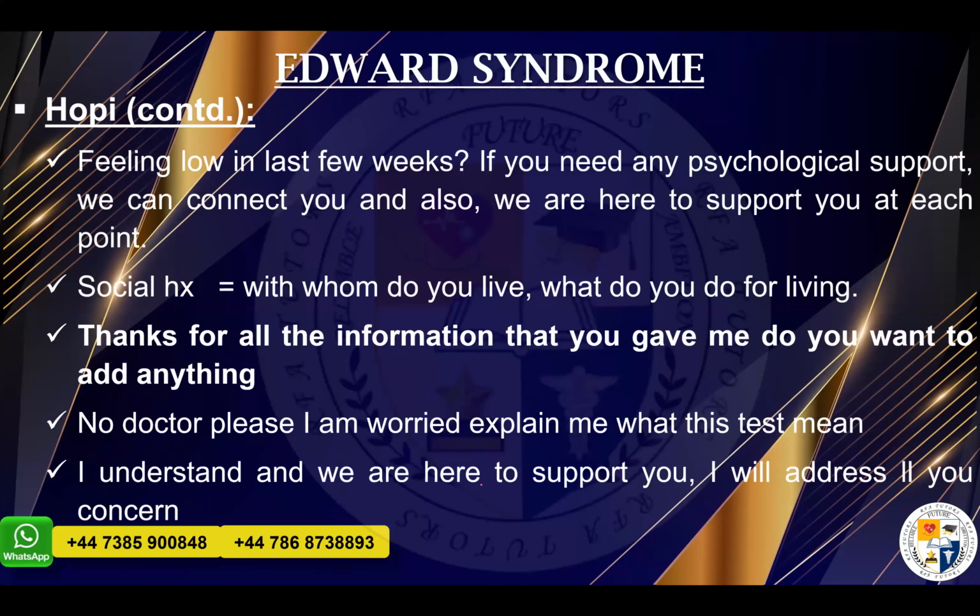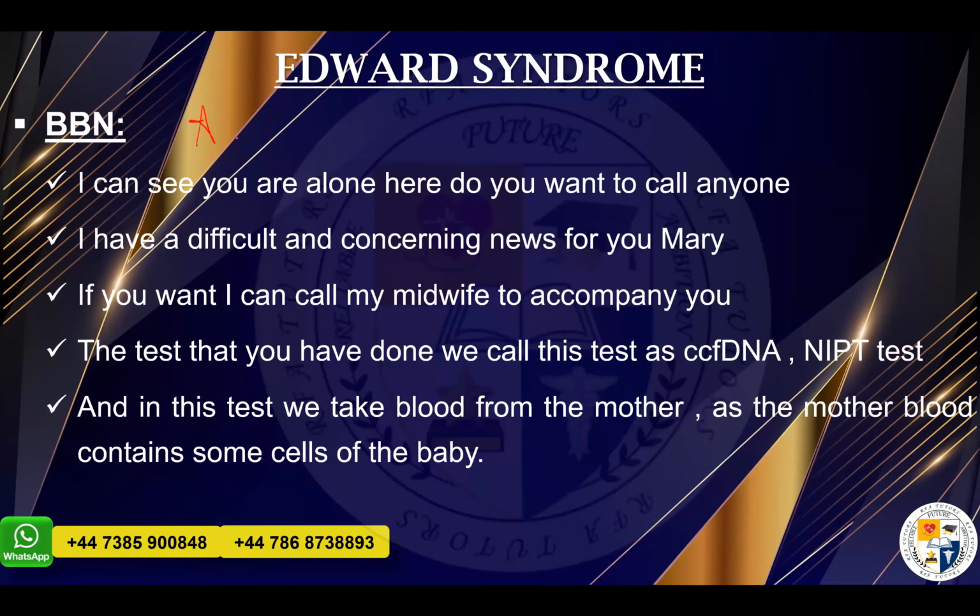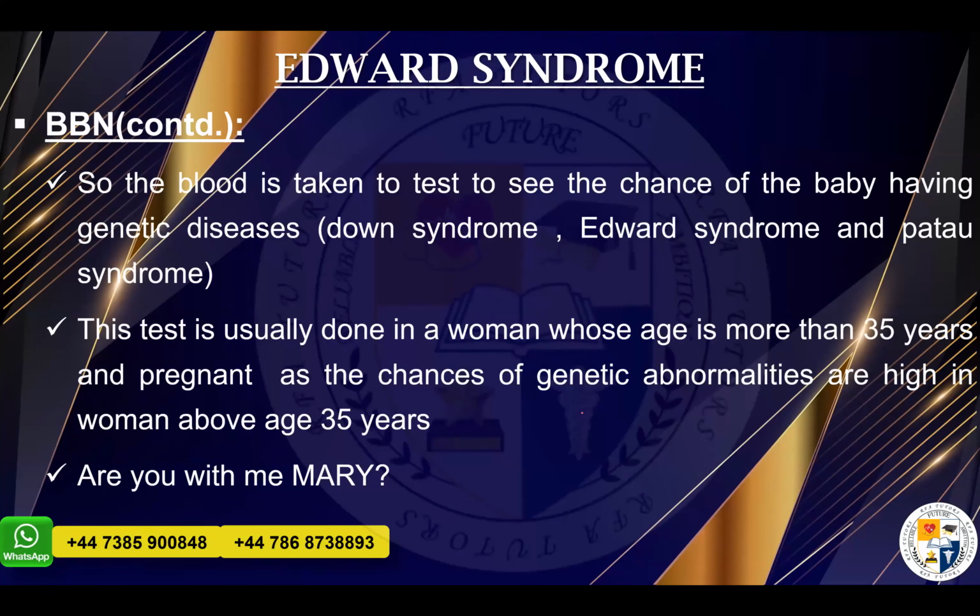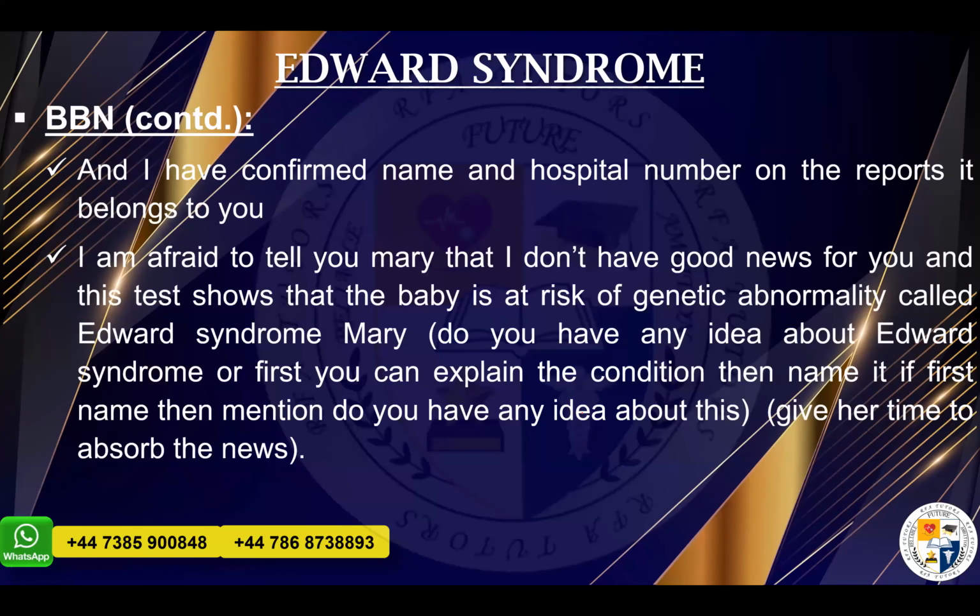Thank you very much for all this information, Mrs. Murray. I'm here to discuss the report with you today. I can see that you're here alone today. Would you like somebody to be with you? Because I've got concerning news to discuss with you today. The test that has been performed, we call it cell-free fetal DNA, in which we take blood from the mother and that contains some cells of the baby. This blood is taken to test to see the chance of the baby having certain conditions. I'm sorry to inform you that it has revealed a suspicion for the baby to have some developmental abnormality, which is in the genetic makeup of the baby. We call it Edward syndrome.